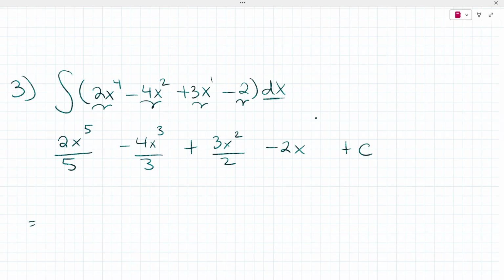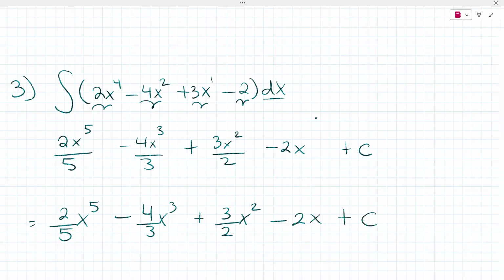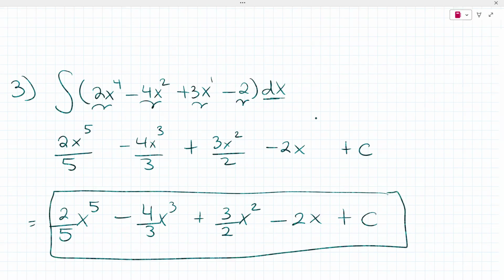So let's see if we can clean this up. This is still 2 over 5, the same thing as 2/5. You could put the x in the center or on the top. It's not wrong, so I'm just going to put the x in the center. The same thing here, you could put the x on the top or in the center, but do not put it in the bottom. Okay, there you go. That is your final answer. Not too bad, just knowing your integration rules.